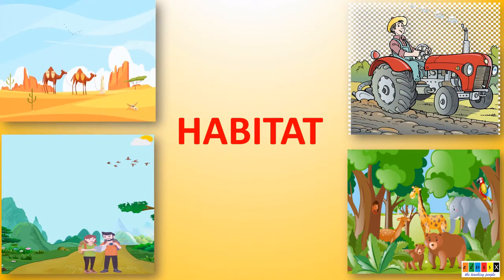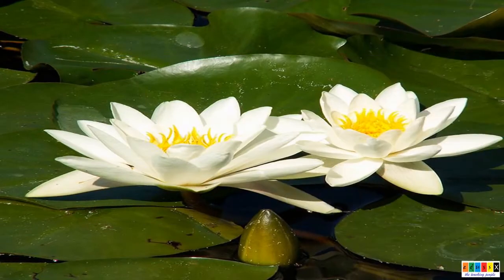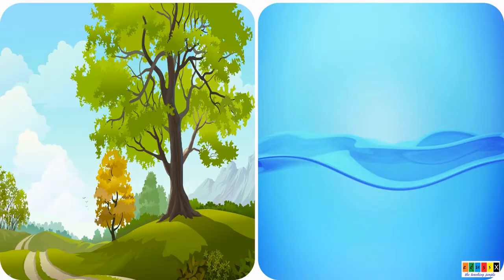What is a habitat? Each and every organism needs a place to live and reproduce. Such a dwelling place is called a habitat. Generally, we can classify habitat into two: terrestrial habitat and aquatic habitat.